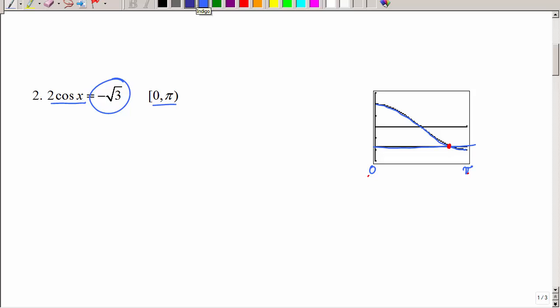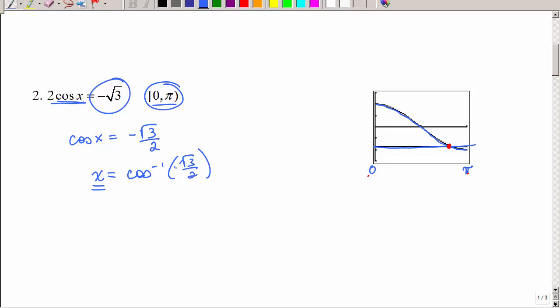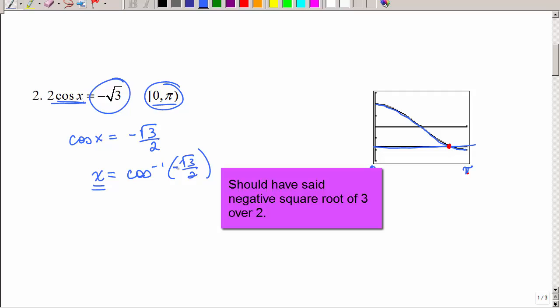Let's go through the algebra because you have to show me your steps. So I'm going to get cosine x by itself, so I'm going to divide by 2. And at this point I should just know the answer, but I'm going to keep going. How do we get x by itself? We take the inverse cosine of both sides. So again, I'm asking what angle or angles between 0 and pi does cosine equal to -3/2?